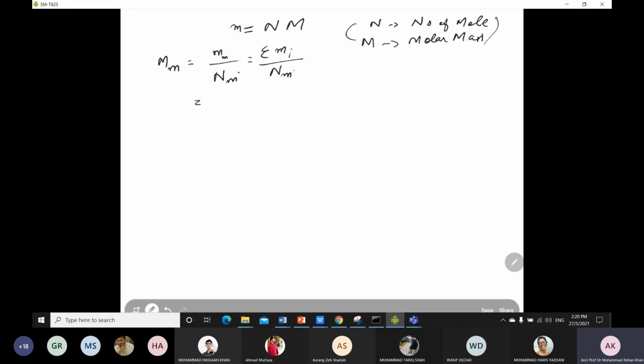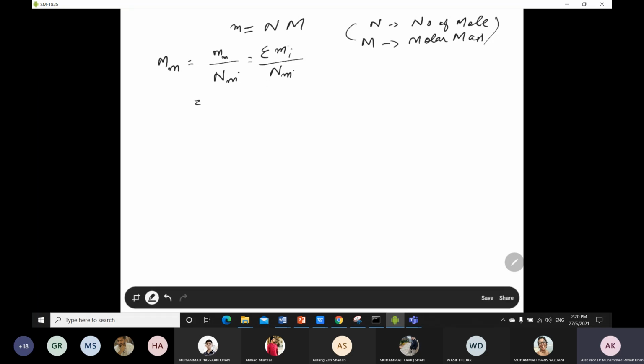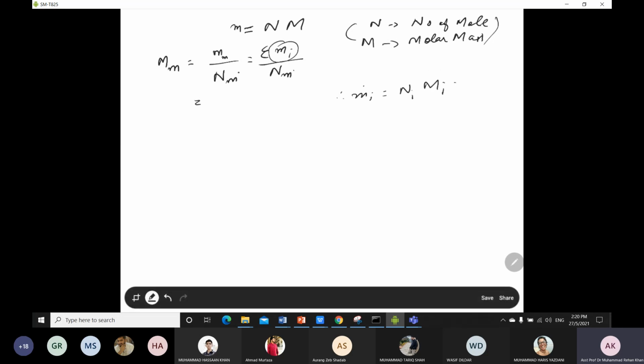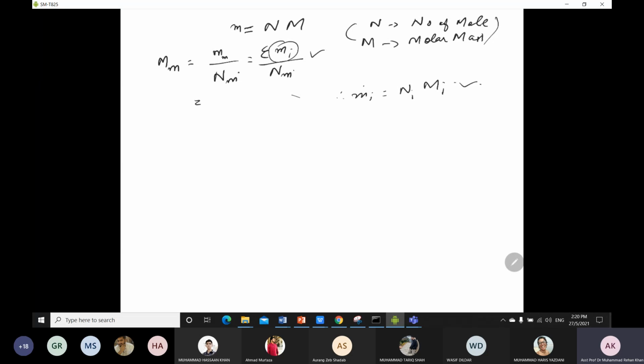For mi we can write mi is equal to the number of moles of the individual component times the molar mass of the individual component. So we can just put this term into this equation. It will turn out to be the summation of the number of moles of the individual component times the molar mass of the individual component, over the number of moles of the mixture. So this is another form of the molar mass of mixture equation.